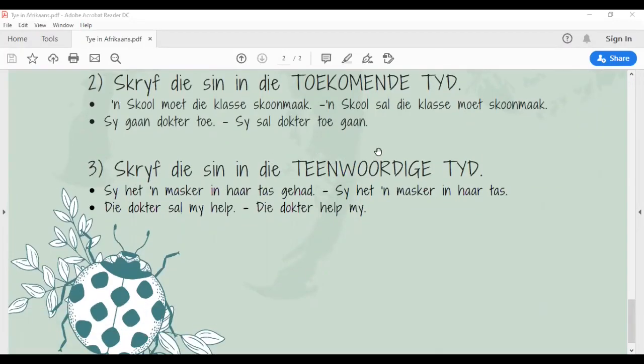Skryf die sinne in die teenwoordige tyd, die present tense. I told you this one is the easiest. Take out het, take out ge, take out sal. And then move the verb.